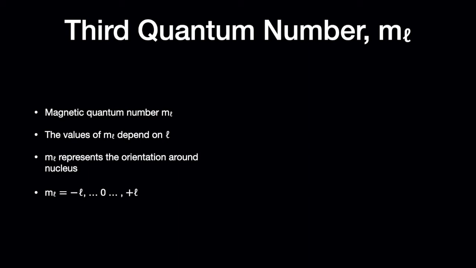Now the values of m sub L depend on L. M sub L represents the orientation around the nucleus of these variously shaped orbitals. Now, m sub L can have values from negative L all the way up to positive L, and whole numbers in between.